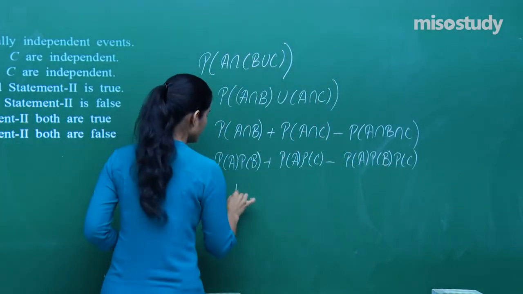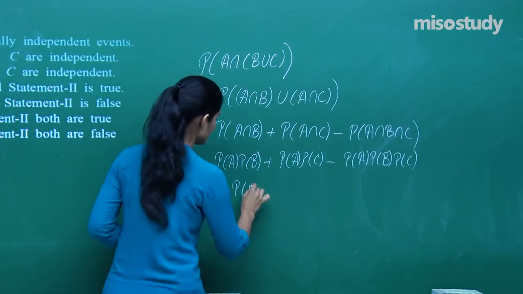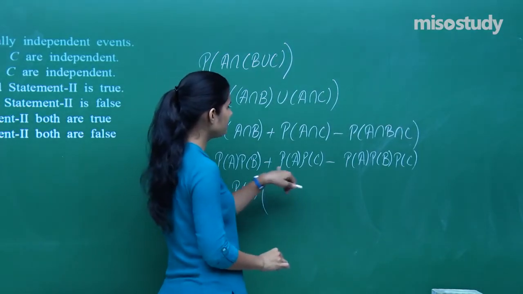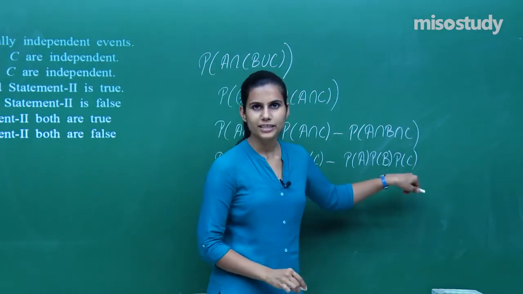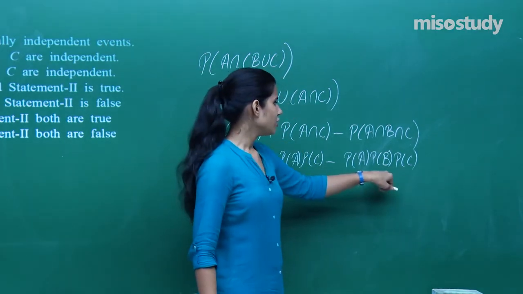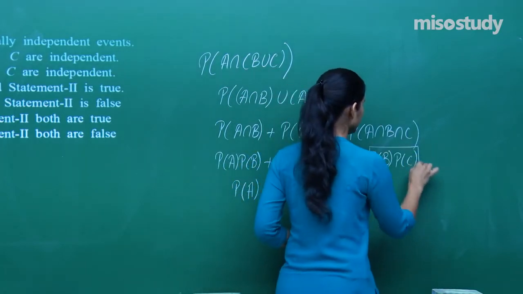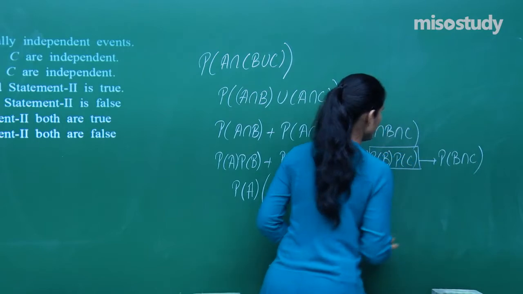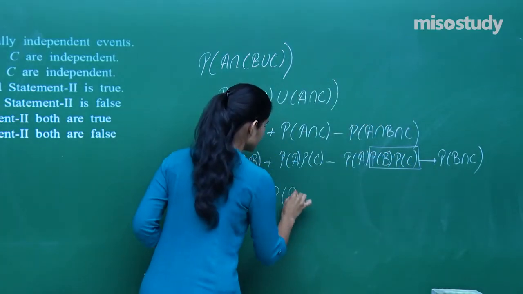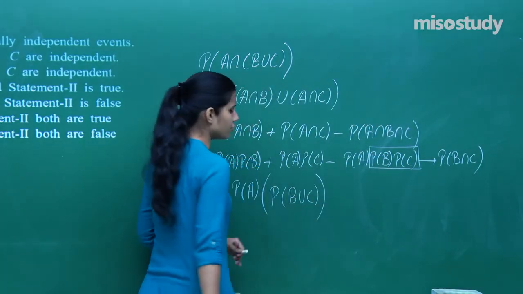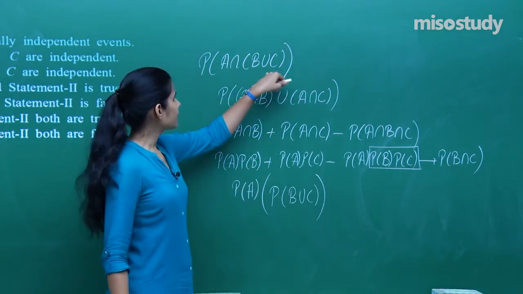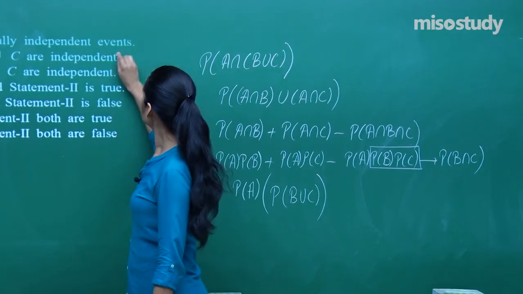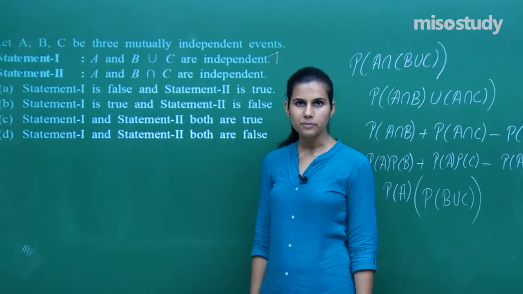Fine. Probability of A can be taken out common. You are left with probability of B plus probability of C minus probability of B into probability of C. But probability of B into probability of C is equal to probability of B intersection C. So what you are left with is just probability of B union C. So probability of A intersection B union C is probability of A into probability of B union C. So yes, these 2 events are definitely independent.